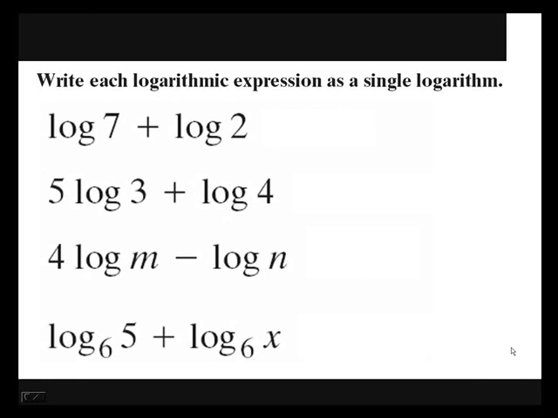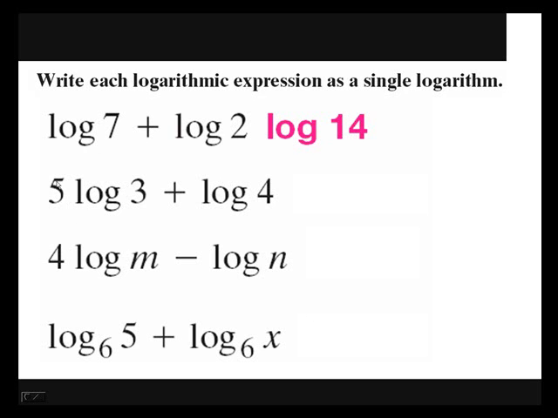Here's a few more for you to try. What's this first one? Log base 7 plus log base 2. Log base 14? Actually, log of 14. When we don't write a base, that's base 10. So log base 10 is pretty common. So when we see a log with no base, the base is 10. So that's log base 10 of 14.